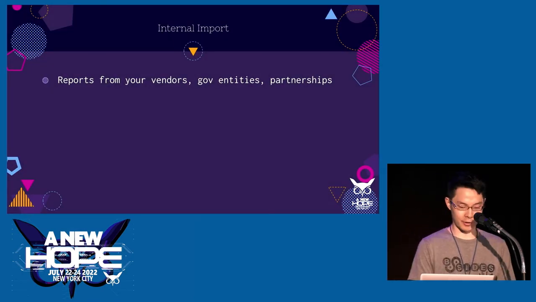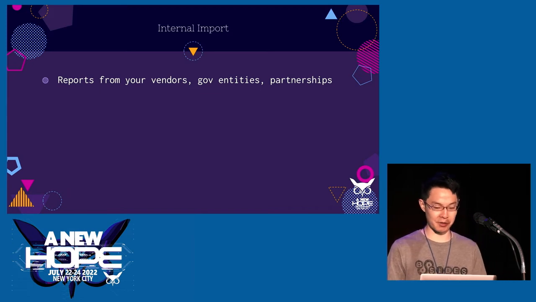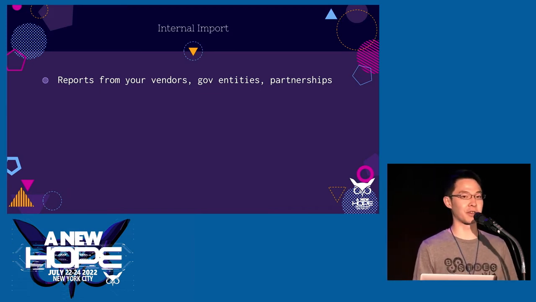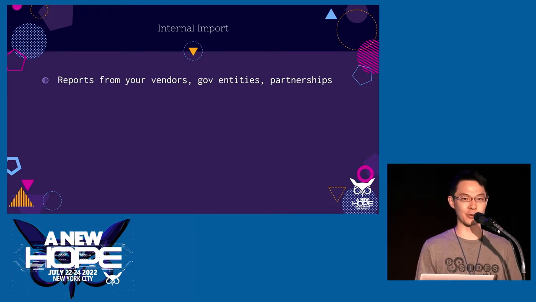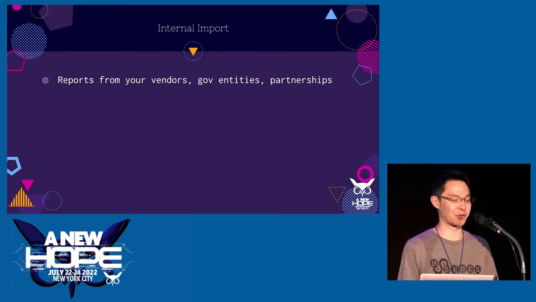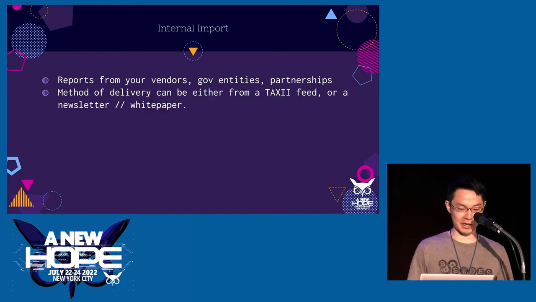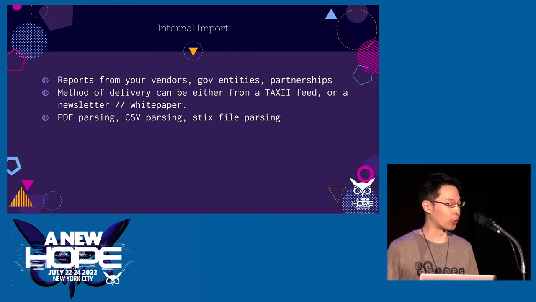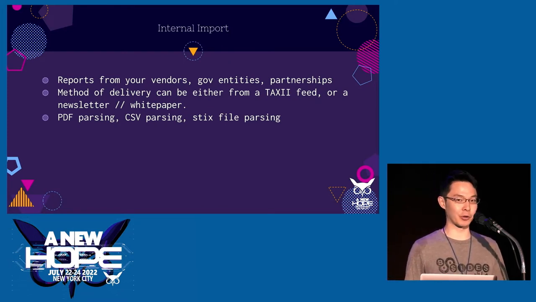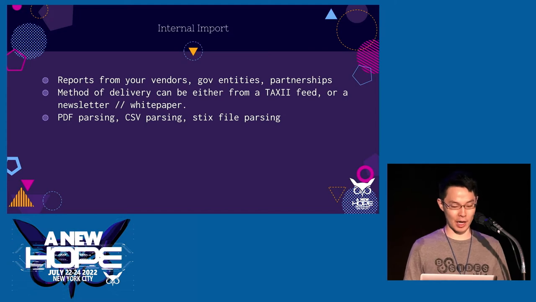So internal imports are the imports of reports from your vendors, your government entities, and partnerships. If CrowdStrike, Mandiant, or FireEye are sending you reports about threat actors and things like that, and you want to keep track of them, you don't want to print it out and leave it to the side or file it in a file cabinet. Just put it on OpenCTI. It'll be your file cabinet. Whether it be from a TAXII feed, a newsletter, or a white paper, it'll be able to store it. The way it works is that it'll parse through the PDF, grab all the domains, the URLs, and the entities, and save them.